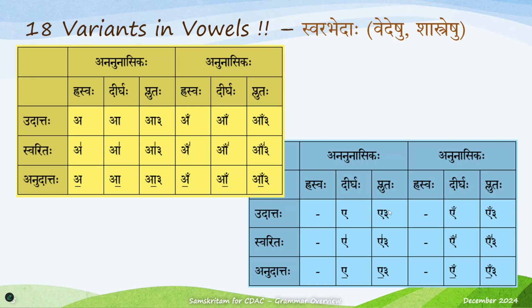Ekara has dirgha, pluta. Then it has got anunasika dirgha, anunasika pluta. It has got udatta dirgha ekara, udatta anunasika dirgha e, udatta anunasika pluta, whatever is the pronunciation. I am pronouncing it like a cow or something, but anyway, you got it.